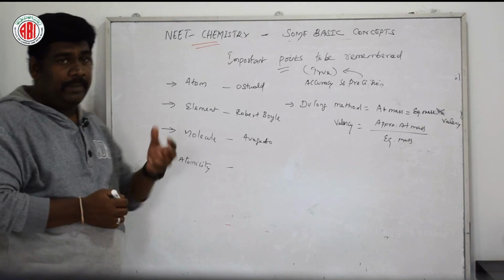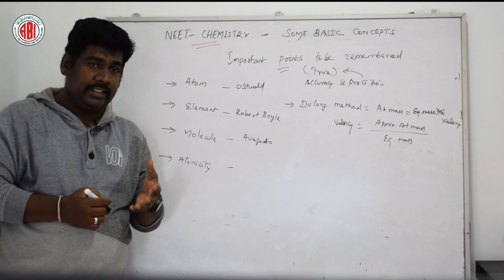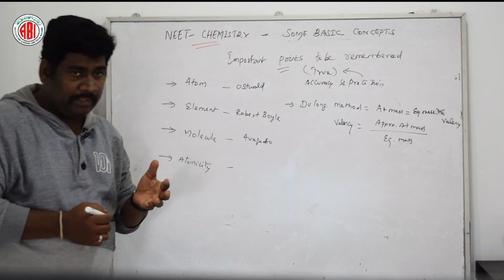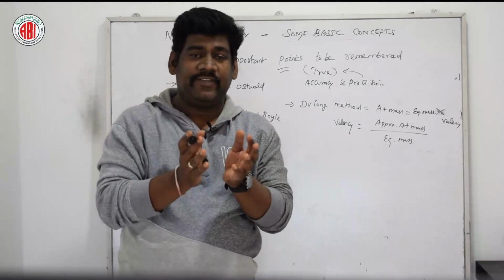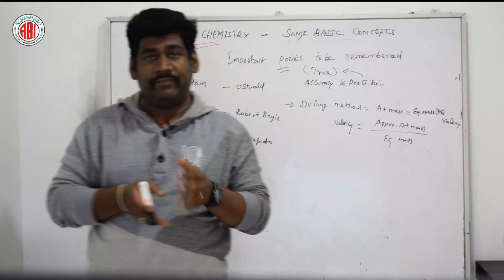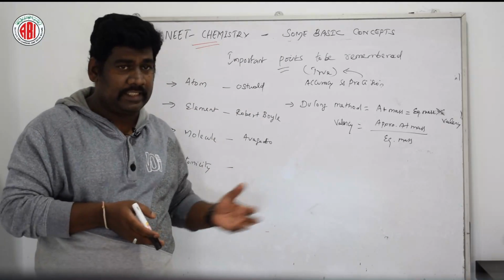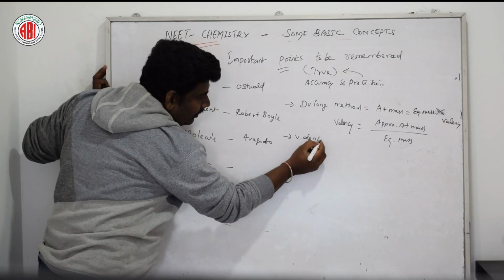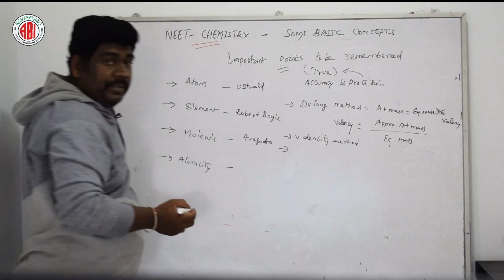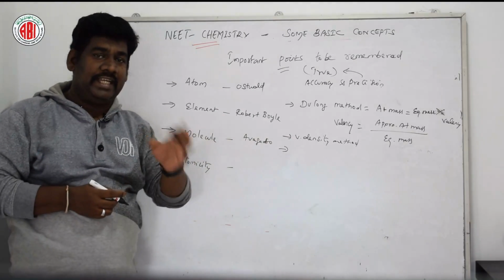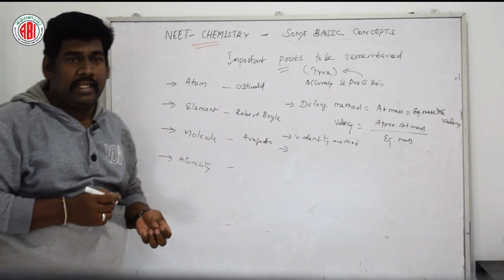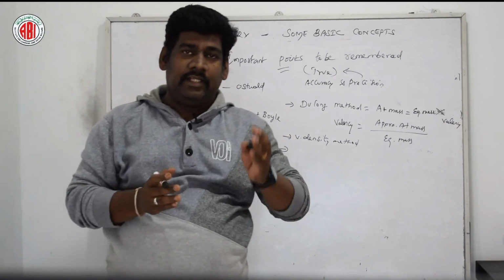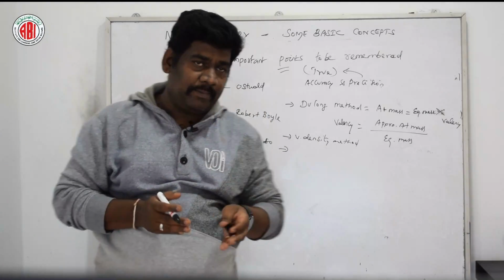The second method is the vapor density method, where the atomic mass is equal to the equivalent mass of the metal into the valency. Vapor density we have already discussed earlier. The third method is the specific heat method. According to this, the atomic mass of the gaseous element is equal to molecular mass divided by atomicity.